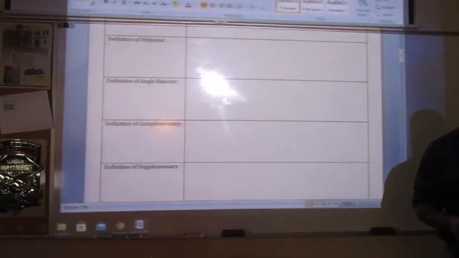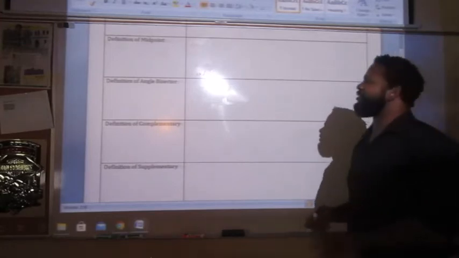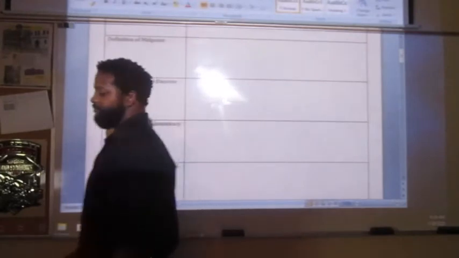It should be on the back, on the bottom. Midpoint. I don't think we did it. It's not up there? We never did midpoint. I thought I put it up there. Okay. We did everything else except midpoint. We did bisector, right? Okay. Well, let me give y'all the actual definition of it. Midpoint and bisector are pretty much the same thing.